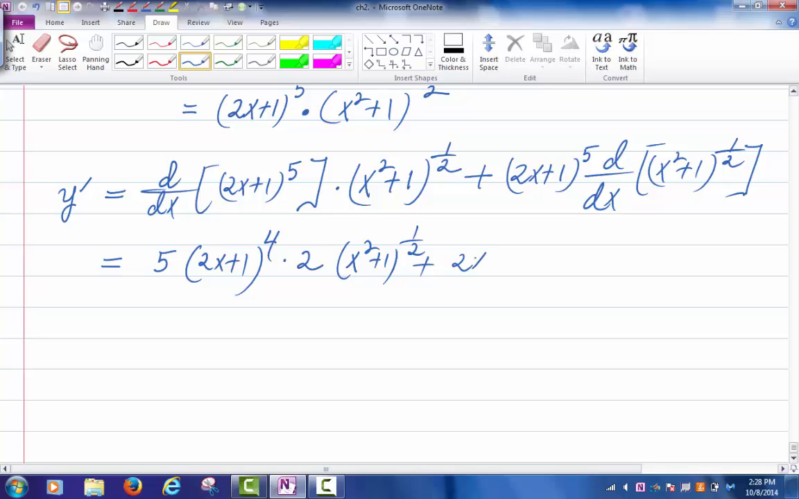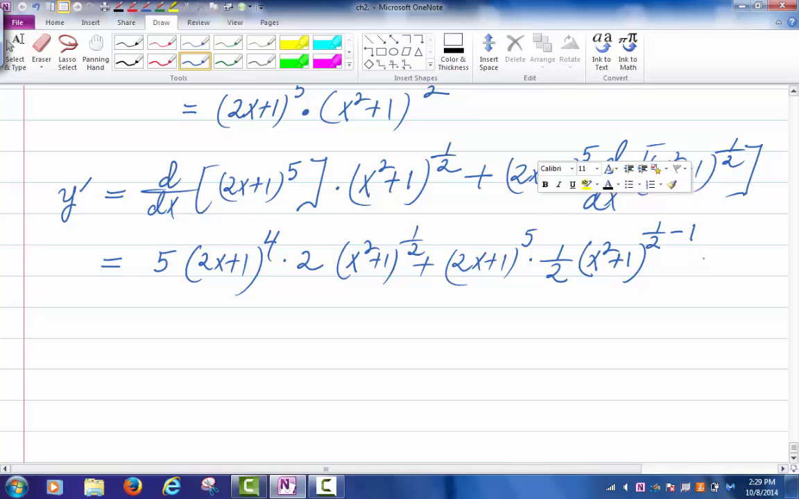Same thing here, you get (2x + 1)^5. And then you multiply by the derivative of (x^2 + 1)^(1/2). Again, you wish that instead of having x^2 + 1, you had just x to the half. So the derivative would be what? Half (x^2 + 1)^(1/2 - 1) by the chain rule and by the power rule. And then you take the derivative of the quantity that you wish to be x, which is what? Anyone? Which is 2x.